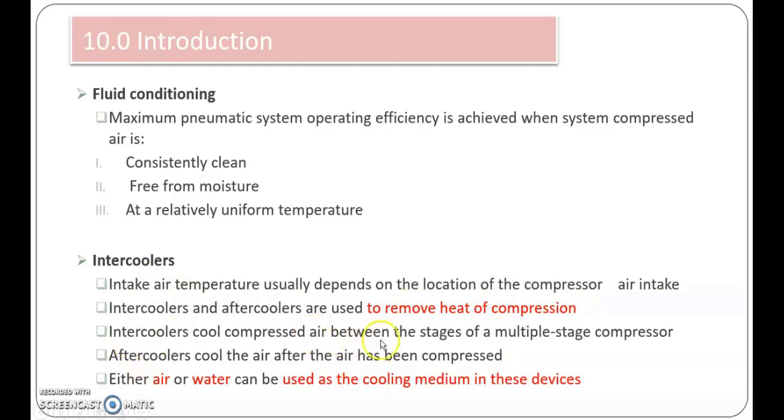Intercooler used between the stages of the multiple stage compressor. Kita akan gunakan in between the process. And then aftercooler kita akan gunakan selepas the air has been compressed. Okay, pada habis proses compress tu kita akan gunakan aftercooler untuk remove the heat. Okay, and then there are two types of the cooling medium, air and water.